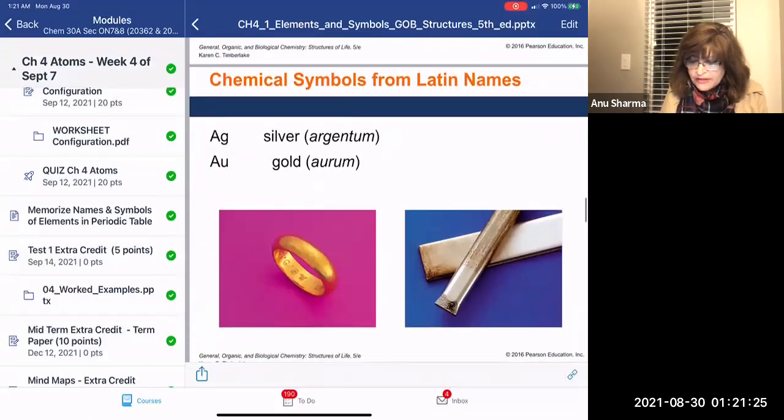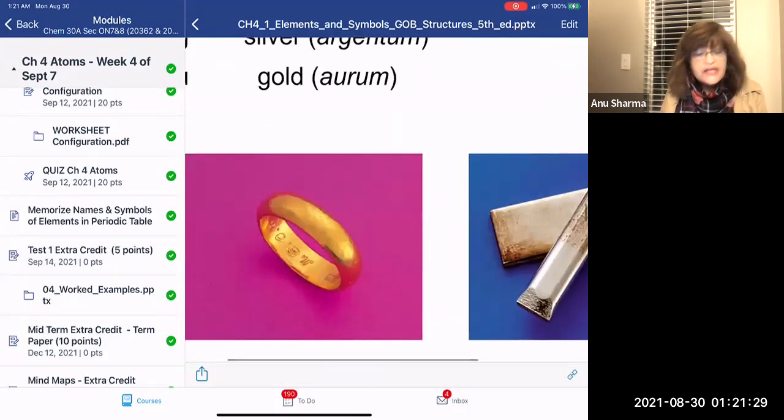Now, that's why these are elements. If you take gold and break it up into the tiniest particle that still retains the physical and the chemical properties of gold, that is, it is shiny, it is yellowish in color, it is hard, it's metallic, all those characteristics, that smallest particle is the atom.